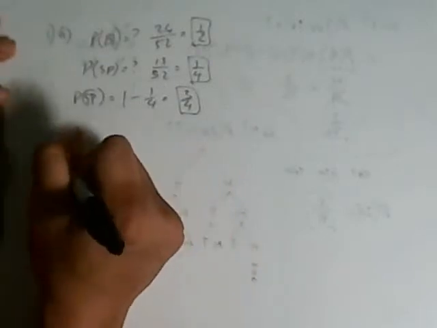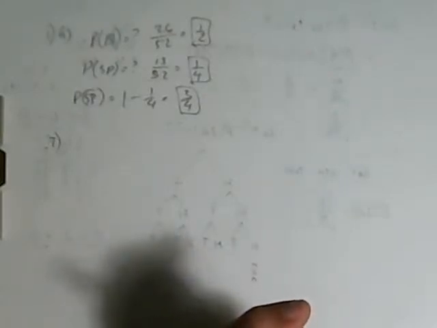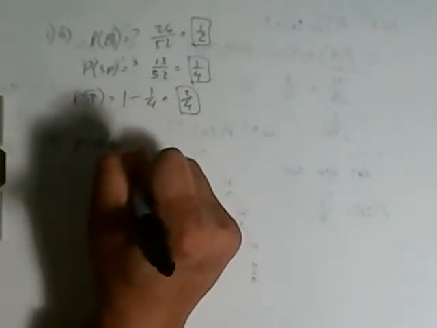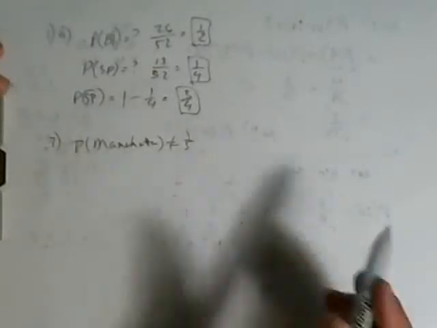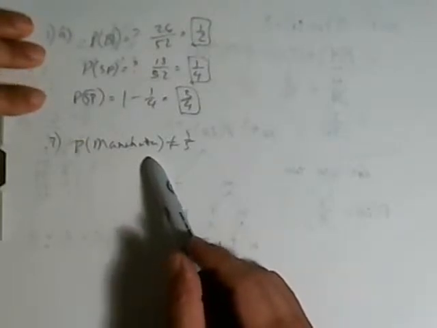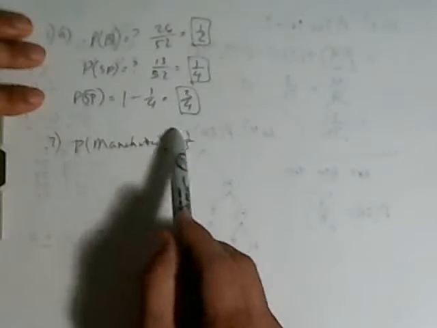It's an interesting question. New York City is divided into 5 boroughs: Manhattan, Queens, Bronx, Brooklyn, Staten Island. Suppose that a New York City telephone number is randomly chosen. Explain why the probability that the telephone number is in Manhattan is not exactly 1 out of 5. Probability of Manhattan does not equal 1 out of 5. Explain why. Well, even though you have 5 boroughs of New York City, Manhattan is the most congested.